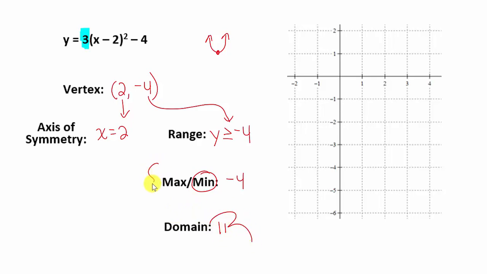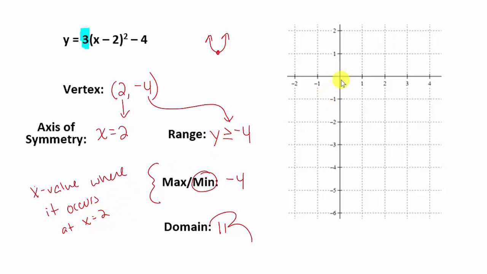Now, using this max min, we can talk about the x value where it occurs. So sometimes they want to know, what is the max or min? That's -4. But then what's the x value where it occurs? Well, that's just going to be the x value of my vertex. It occurs, in this case, at x equals 2.